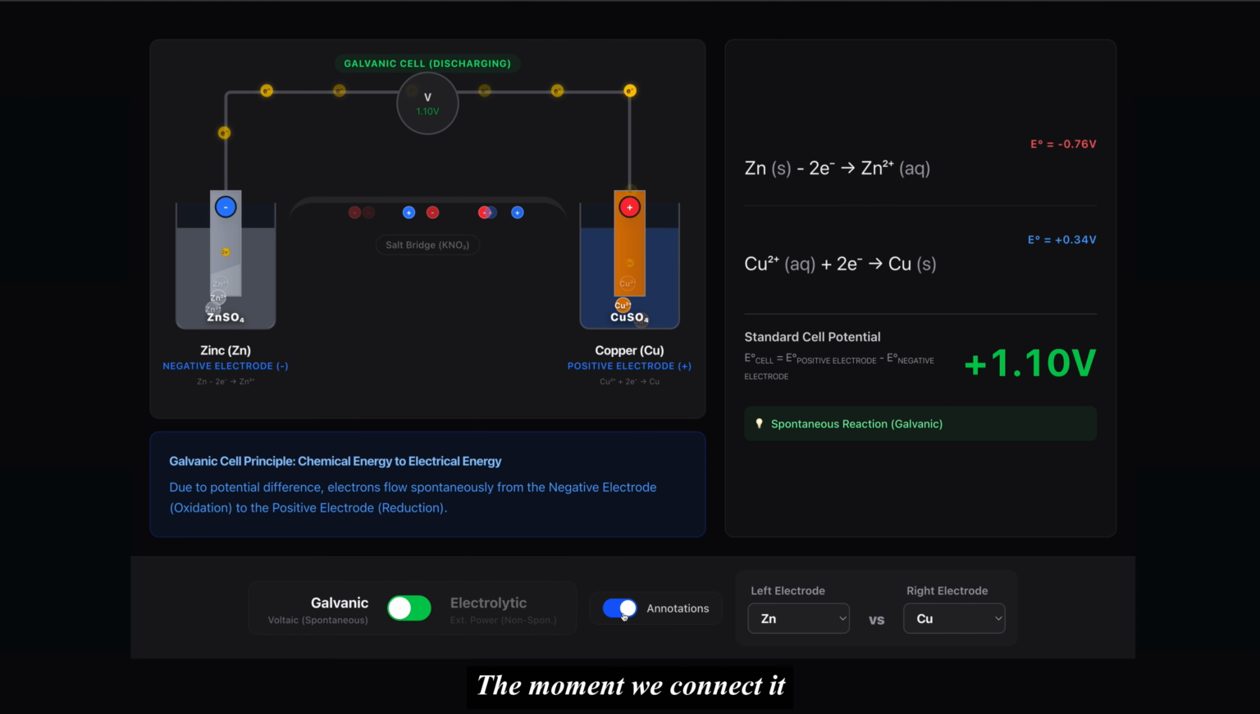The moment we connect it, the bulb lights up, the voltmeter jumps. This shows that the device is spontaneously generating current. But why? The answer lies in the difference in reactivity of the metals.